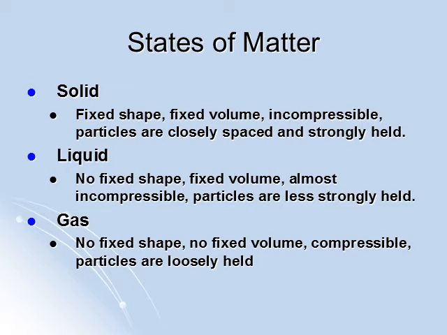Now, what are the properties these different states of matter have? Solid has a fixed shape, fixed volume, is incompressible, and particles are closely spaced and strongly held. Think about any solid around you. You'd find that it has a fixed shape, fixed volume, and you cannot compress it because particles are already tightly bonded.